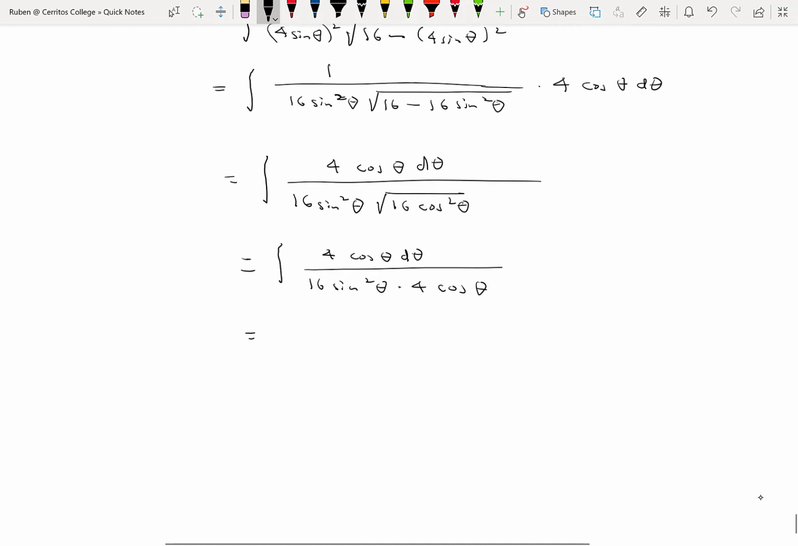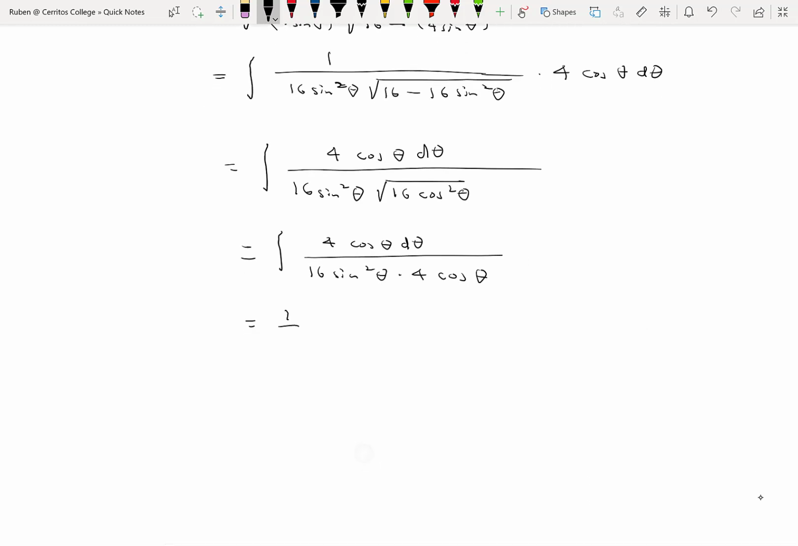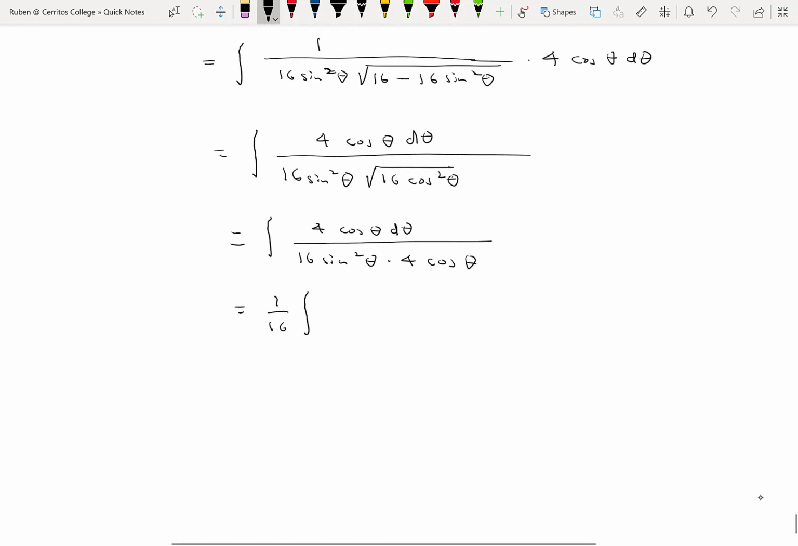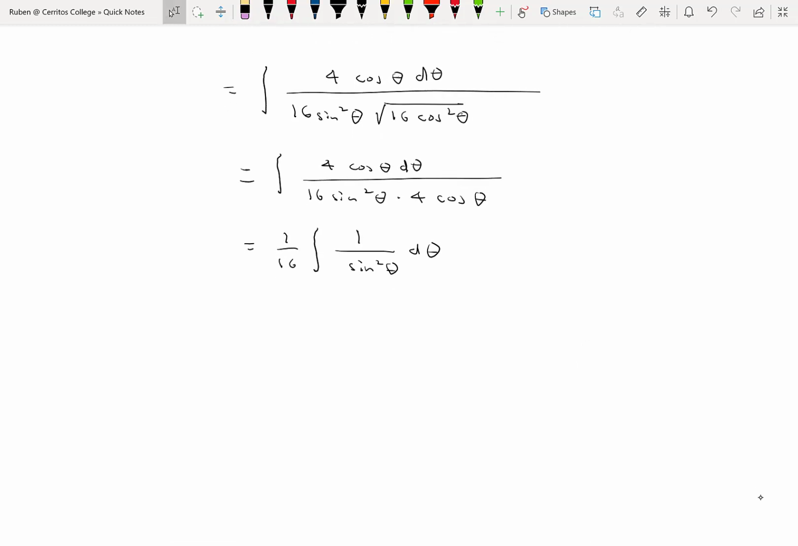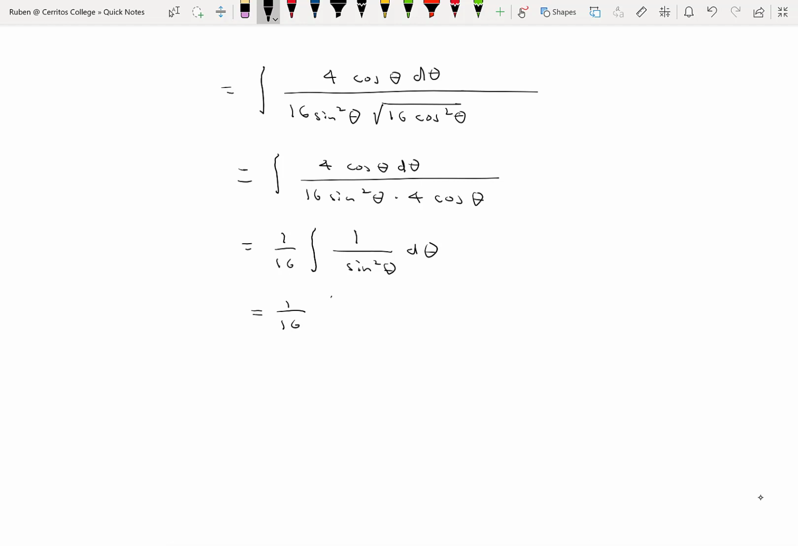And the 4 cosine theta cancels out from the numerator and denominator. The 16 can be brought out as 1/16. We're looking at 1 over sine squared d theta. Now, how do we integrate 1 over sine squared? Well, what is 1 over sine squared from trig? It's cosecant squared.